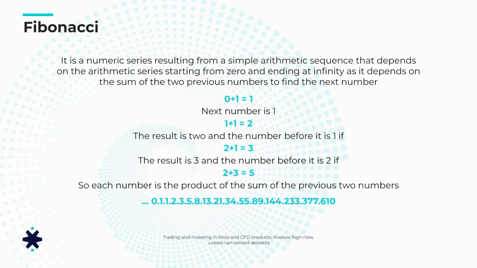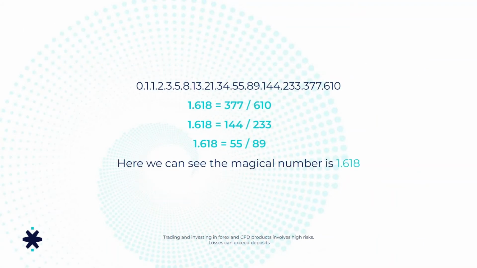Now, as you can see, we have this series of numbers, and if we divide the last number with the previous one, for example, let me highlight it for you, we are dividing 610 with 377. We have this number, okay? Next, if we divide 233 with 144, we will still have the same number. And if we divide 89 with 55, we still have this same number. So this is not magic. This is a very mature science behind this whole Fibonacci structure.